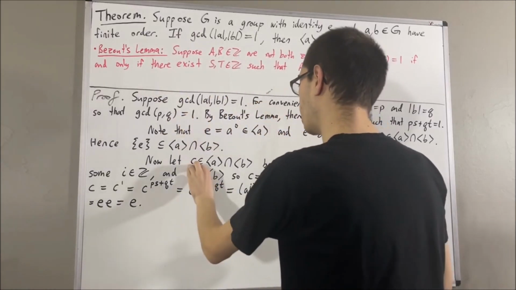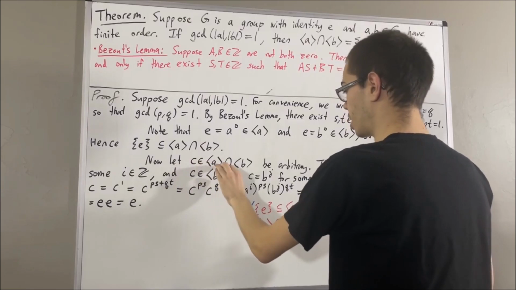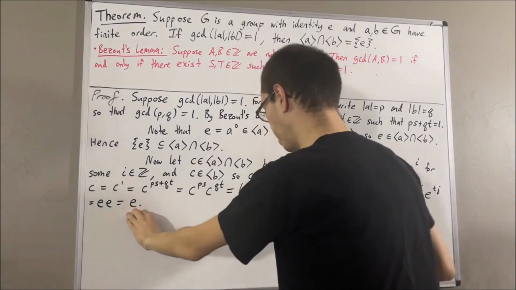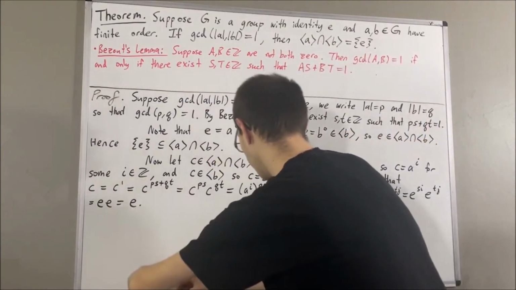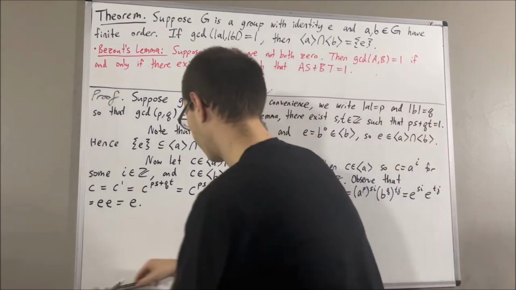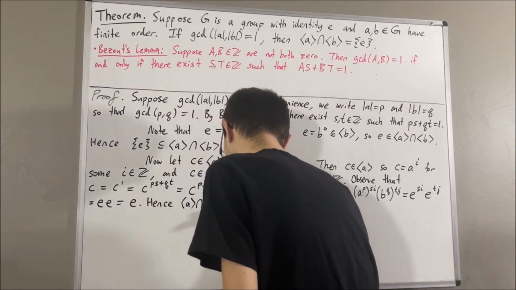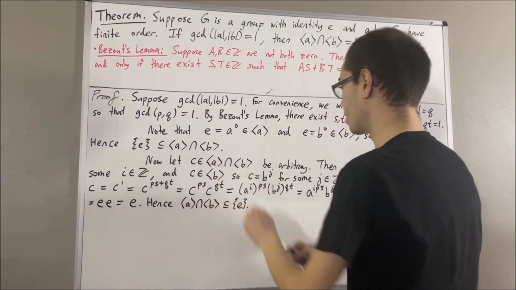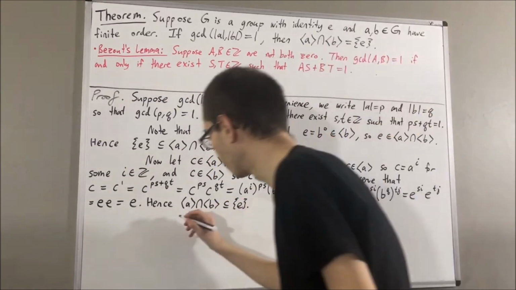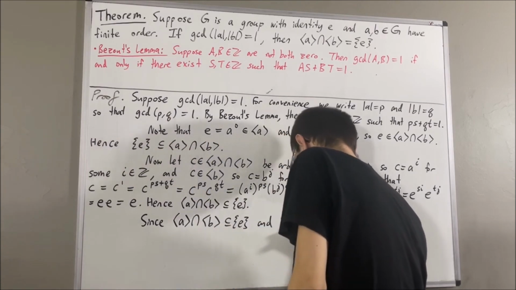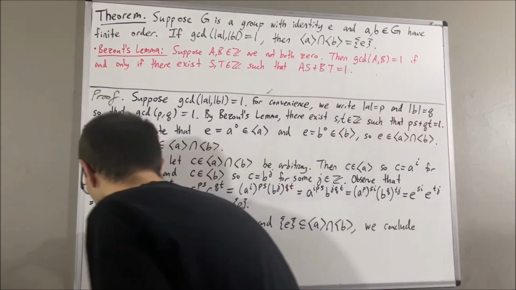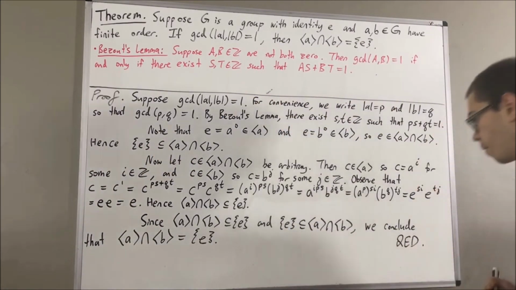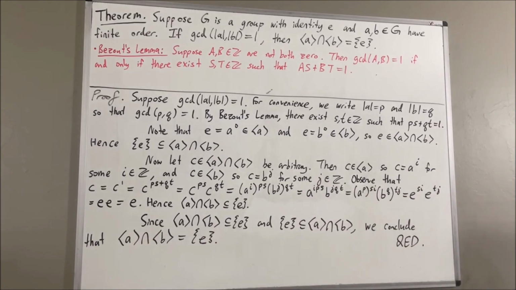So we have shown, given an arbitrary element of the intersection of the group generated by a and the group generated by b, well then it must be equal to the identity element. So that verifies that this second inclusion is true. And these two inclusions tell us that they must be equal. And so this completes the proof. And so yeah, that's pretty much it for this video.